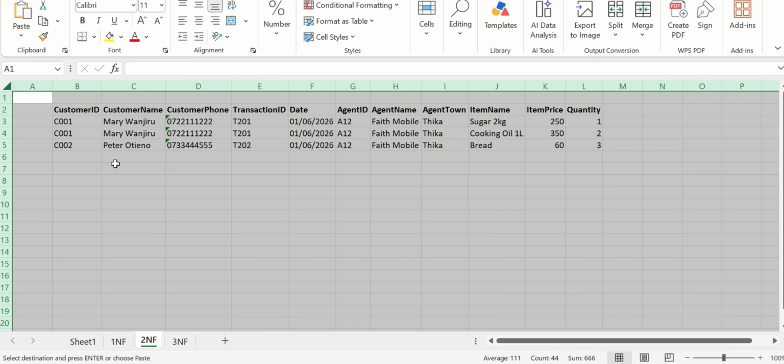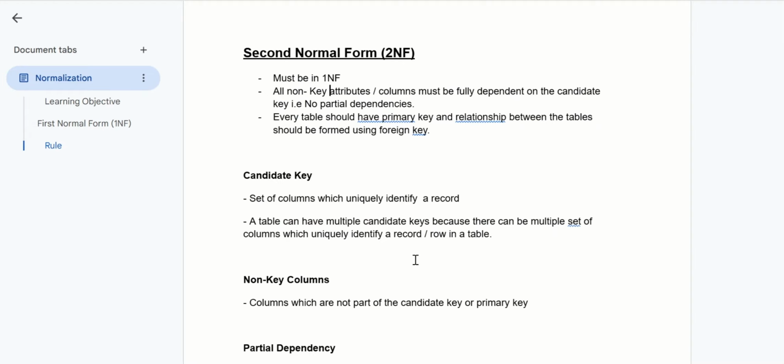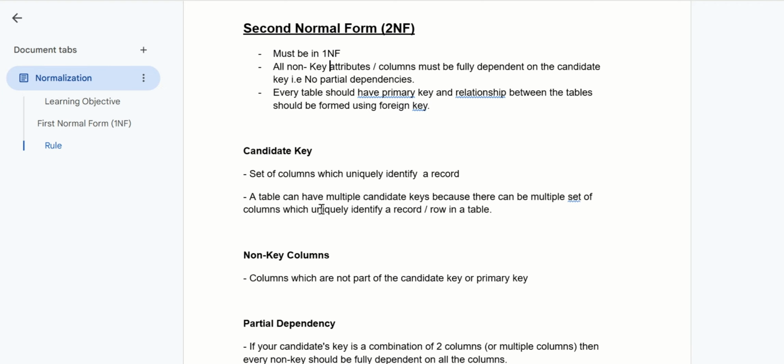Also for second normal form, all non-key attributes or columns must fully depend on the candidate key. So first of all, we need to understand what non-key attributes are and what a candidate key is. The candidate key here is a set of columns which uniquely identify a record, while non-key columns are columns which are not part of the candidate or primary key.